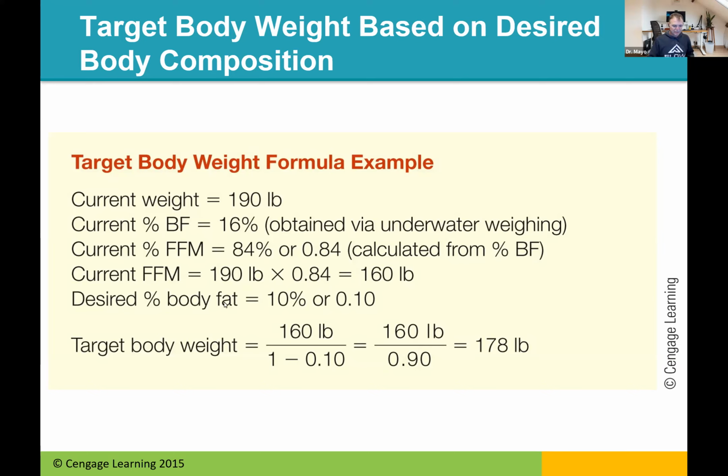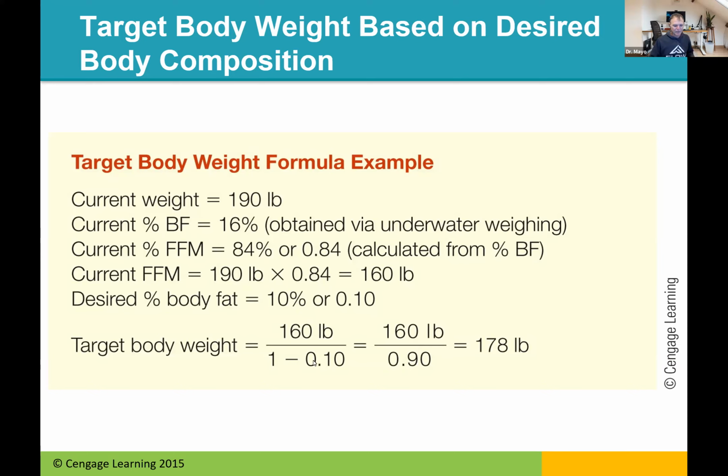And their goal is 10%. Now that's pretty low. I mean, you're going from 16 to 10. So you do the math on this, and that ends up with 0.9. 1 minus 0.1 is 0.9. And here's another trick if you want to do this easier. When you look at this formula, the denominator here is, when you look at the desired percent fat, it's the desired percent fat free. So you see 0.9.